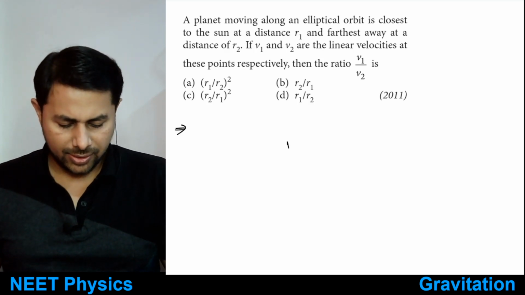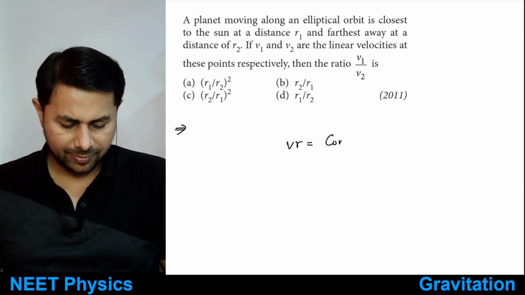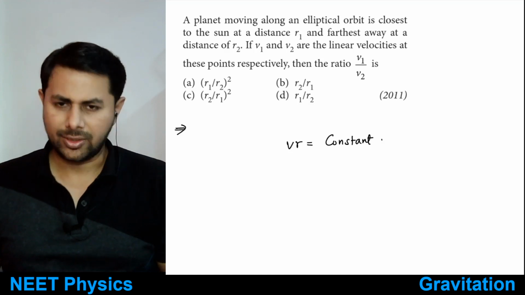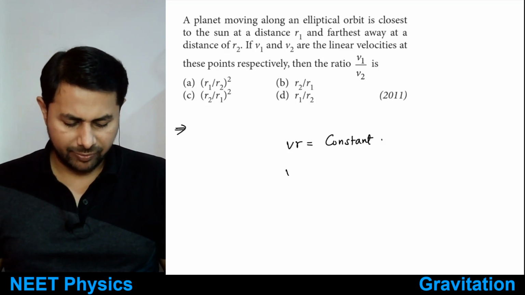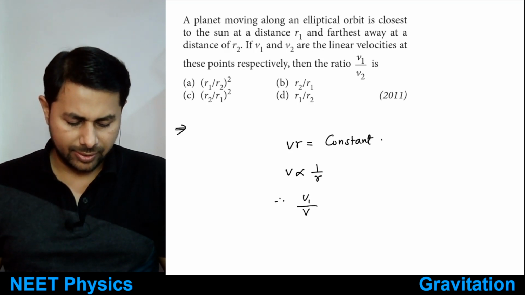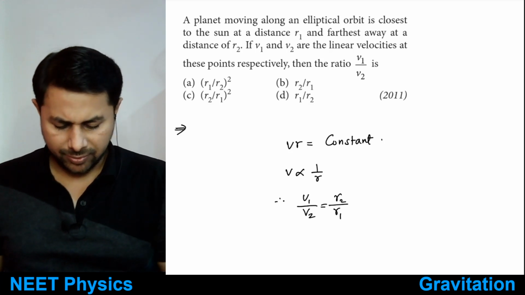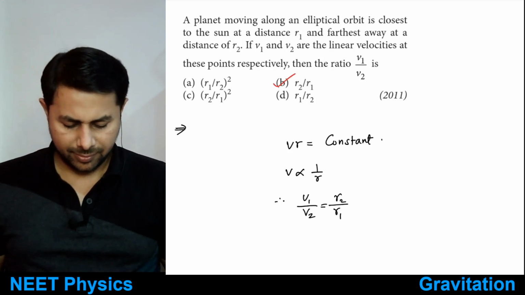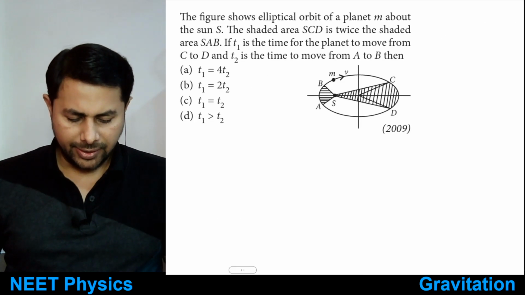Okay, good. Since m v r is constant, we can say v is inversely proportional to r, and therefore v1 by v2 is equal to r2 by r1. So that is very simple. Alright, let's see the next one.